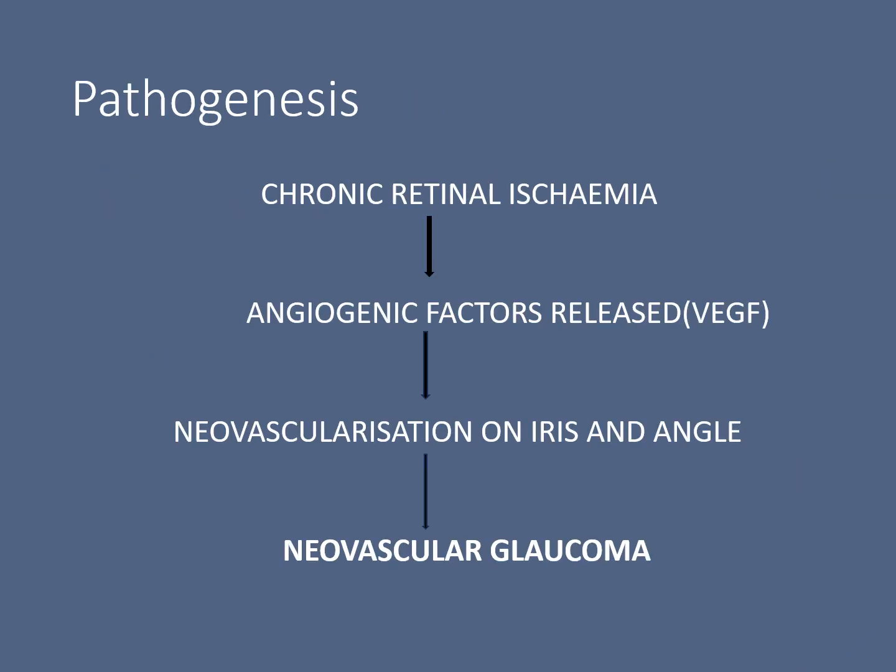So all these causes lead to chronic retinal ischemia, which leads to release of angiogenic factors like VEGF, which leads to neovascularization of the iris, that is rubeosis iridis, and neovascularization of the angle. Eventually what happens is there is formation of fibrovascular membranes, which eventually contract and zip the iris against the cornea. So large peripheral anterior synechiae are formed, blocking the trabecular meshwork, hence leading to intractable neovascular glaucoma.